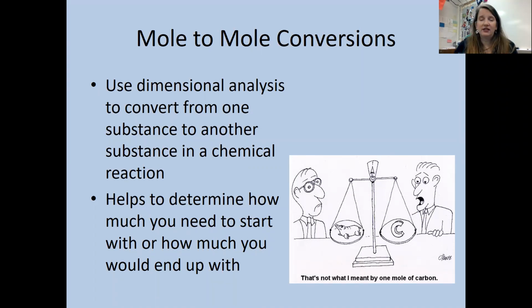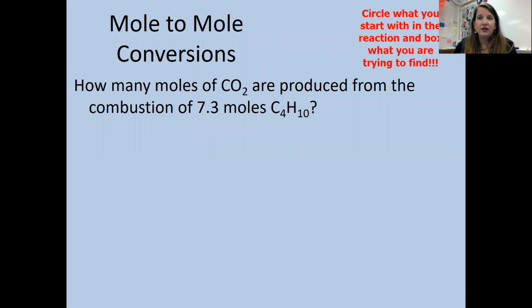This is going to help us relate the amount of one thing to the amount of another thing in our chemical reaction. Here we've got: how many moles of CO2 are produced from the combustion of 7.3 moles of C4H10? A key word here is combustion. Combustion means that oxygen is a reactant. It means when we're burning a hydrocarbon like this, we're making carbon dioxide and water.